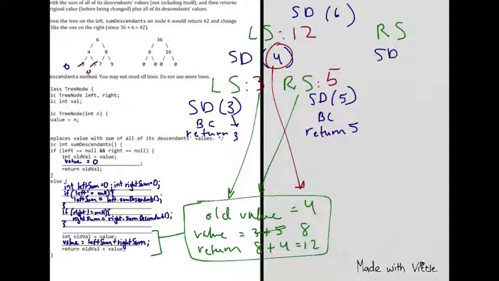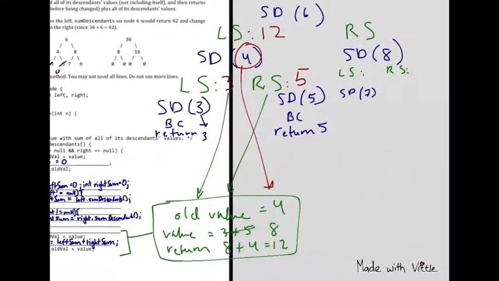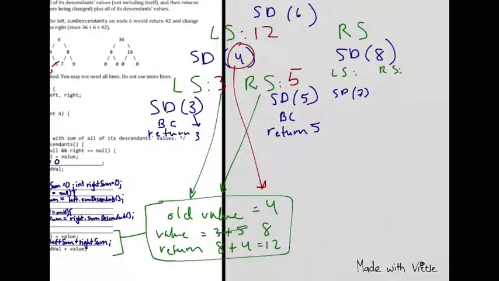So now we have to go down the right side. So we're going to have a call to sum descendants of 8, and the left side is not null. So then we're going to go ahead and call sum descendants on 7. And so this will hit our base case. So 7 will become 0. And then we're going to go ahead and return 7. So then the left sum for the call of sum descendants on 8 becomes 7.